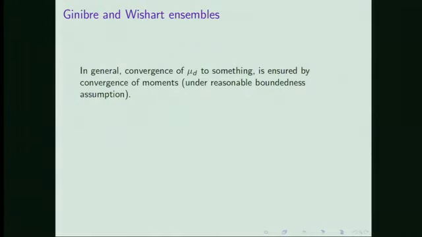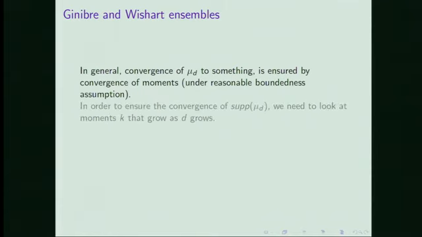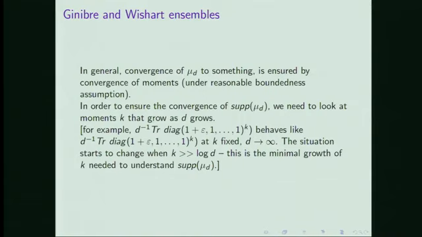The proof, I didn't present the proof, but the analytic statement that I presented so far relies on combinatorics. Basically, if I can prove convergence of moments pointwise, then by some nice compactness arguments, it will imply the weak convergence of a measure towards where I want it to converge. But this pointwise convergence is not enough to understand the behavior of the support. So we need a little bit more uniformity. Actually, we need to look at moments k which grow at the same time as d grows.